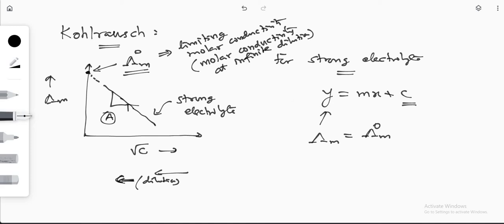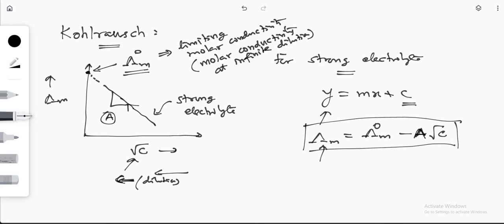Okay, then the slope is negative, so I'll put a minus sign, minus a. A is the value of the slope, and square root of concentration is on the x-axis. This formula is given by Kohlrausch. Molar conductance is equal to limiting molar conductance minus a into square root of c, and this formula is applicable only for strong electrolytes. Okay, take note.